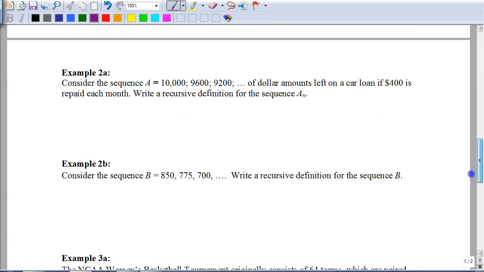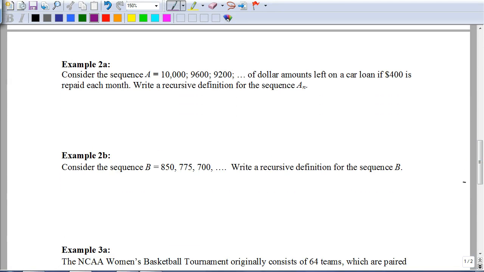So let's look at some examples here. Here they give us the sequence A is equal to 10,000, 9,600, 9,200, and so on of dollar amounts left on a car loan if $400 is repaid each month. Write a recursive definition for the sequence A sub n. So again, we start out with our funky bracket. A sub 1 represents the first term in sequence A, we know is going to be 10,000.